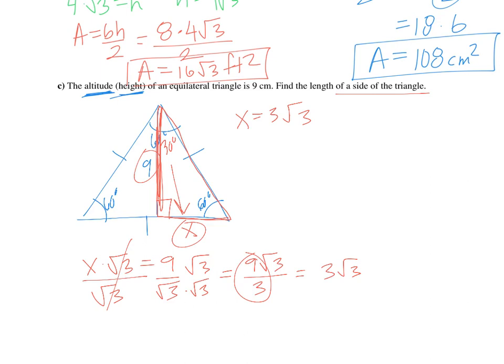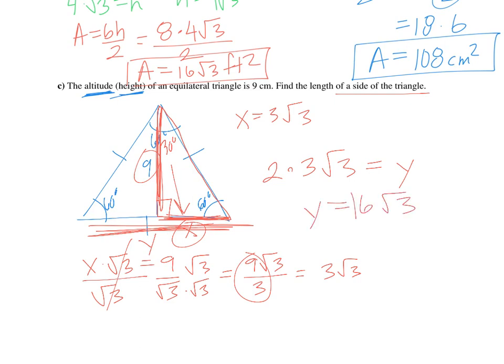Don't do that. This piece here is 3 square root of 3. How do you get the whole thing? Well, you multiply it by 2. So 2 times 3 square root of 3, you could call it y if you like. That's equal to y. You got to double it up. So I end up with 6 square root of 3. That is the length of a side for the equilateral triangle. All right, let's do a couple more examples. We're almost done.